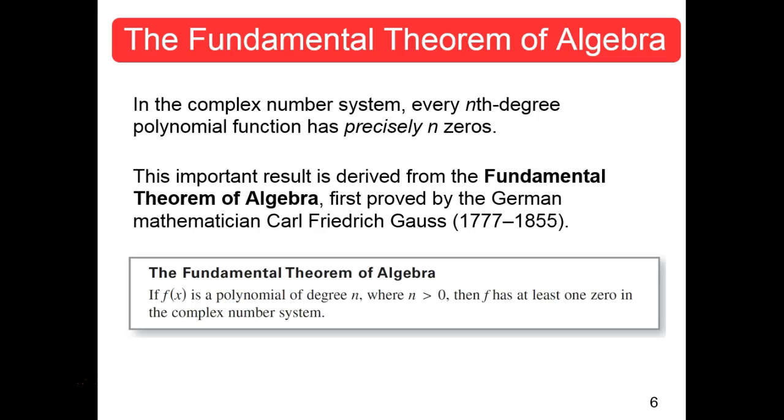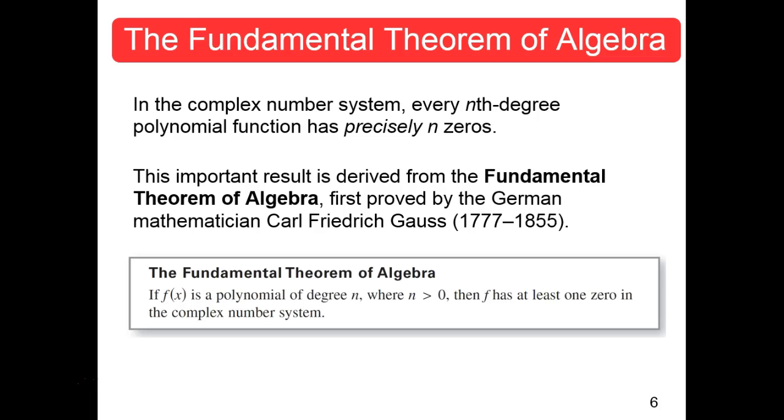Now, in the complex number system, every nth degree polynomial has precisely n zeros. I don't know if you remember me saying it before, and I think we had it on the slide. If you have a polynomial, you can look at the degree of it, and you'll have no more than that many zeros. You may have less, but you can't have any more. This says if you count the complex zeros, you'll have exactly n zeros. Okay? Exactly, precisely n zeros.